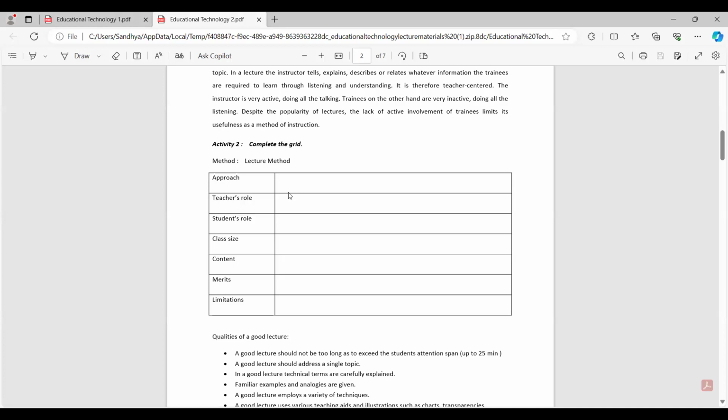Merits. What are the advantages of this? Merits of the lecture method. Economical in time. Am I right? And a large number of students can be taught at the same time. Saves time. And other advantages: difficult topics can be explained without making it more confusing for the students. They are the advantages. But what are the disadvantages of the lecture method?